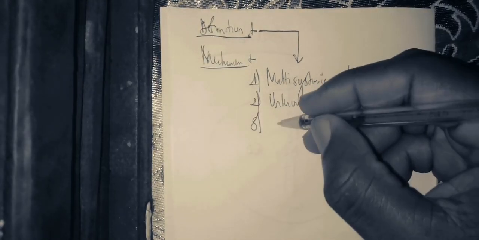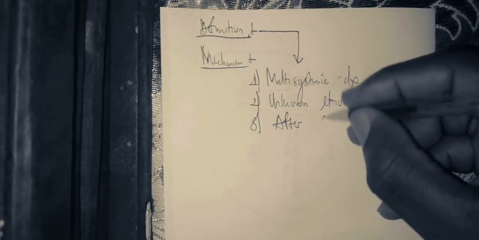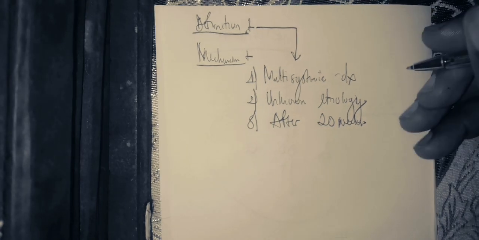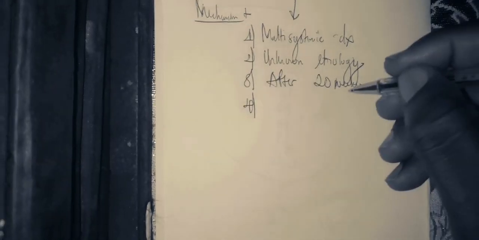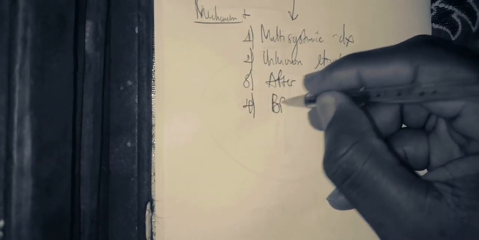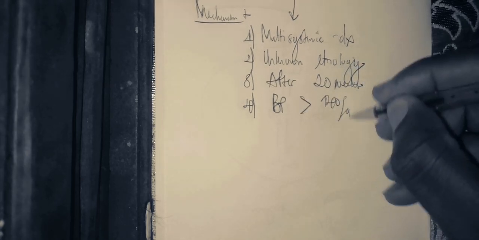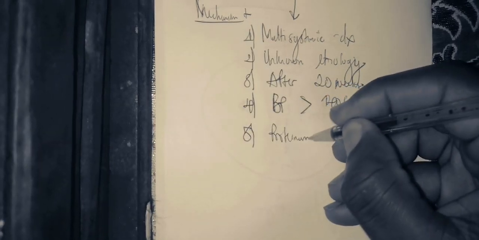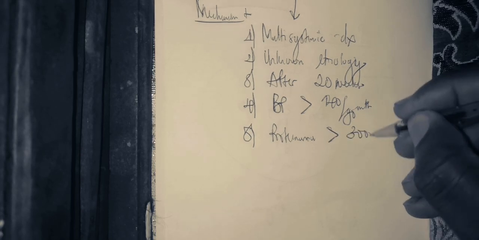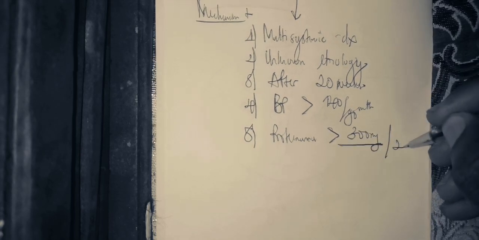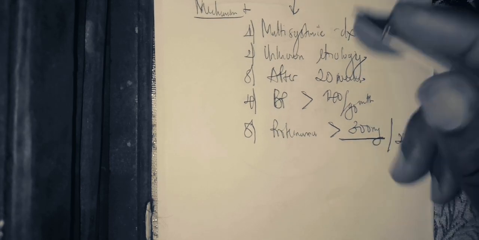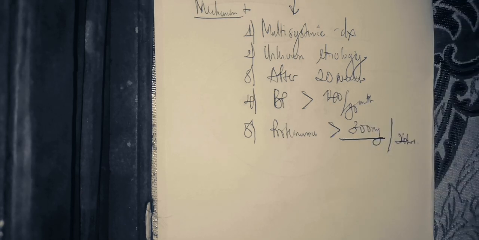The third point, occurring after the first half of the pregnancy, after 20 weeks of gestation. Then the next point, characterized by a blood pressure of more than 140 over 90 millimeters of mercury and a proteinuria. And when we say proteinuria, it means more than 300 milligrams of protein in a 24-hour urine sample. Is it clear? Those are the different elements that you must have when you are defining pre-eclampsia.